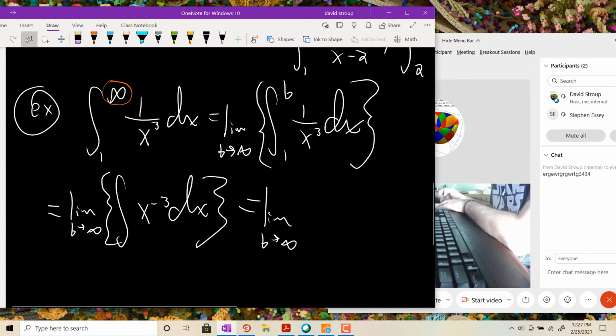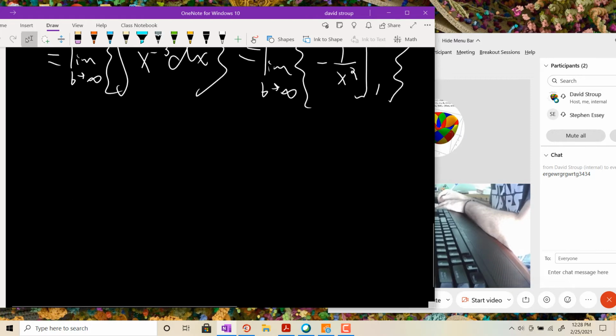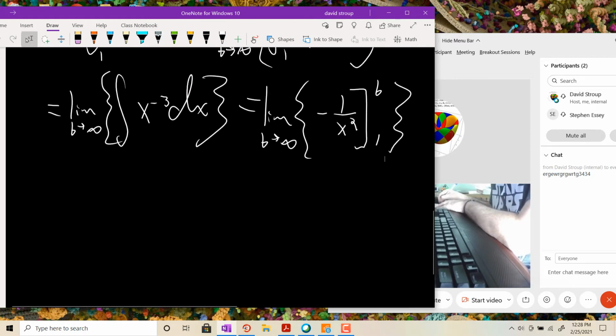add 1 to the old exponent, so you get x to the negative 2 over negative 2. So in other words, negative 1 all over x squared. And we need to evaluate it from 1 to b. Okay, so then we'll have a limit that we have to take.